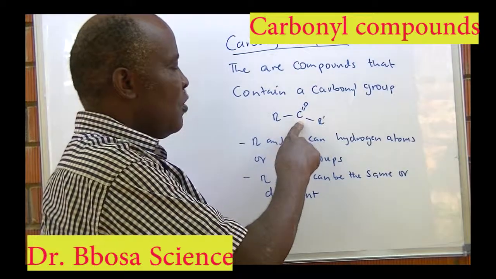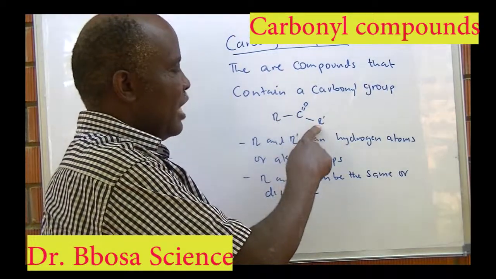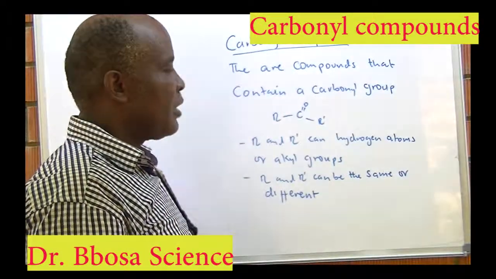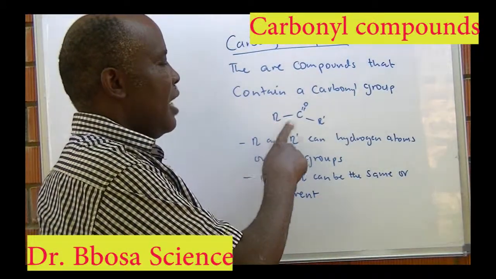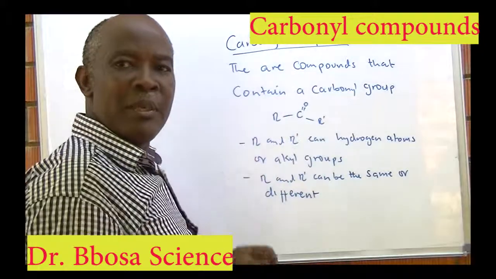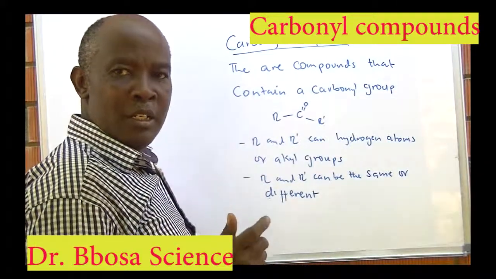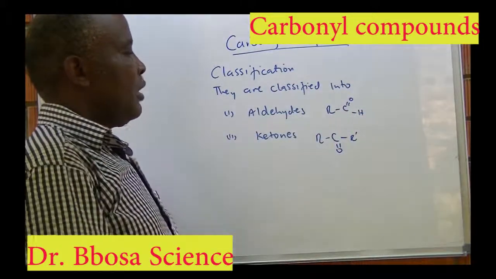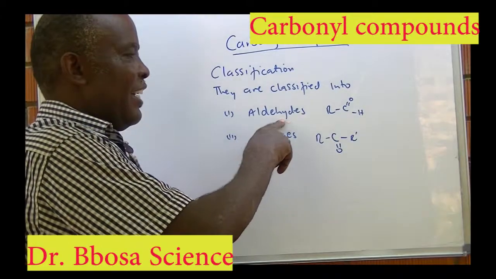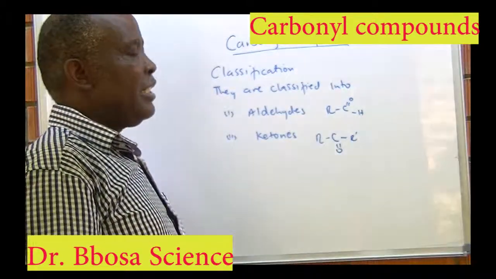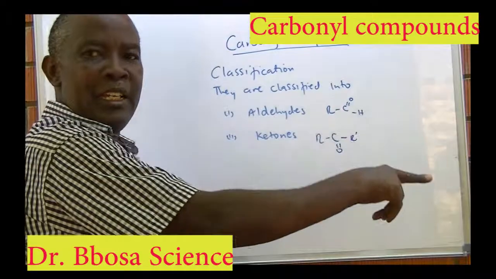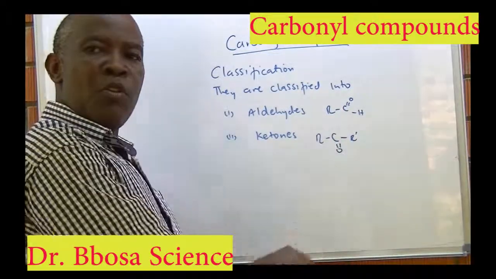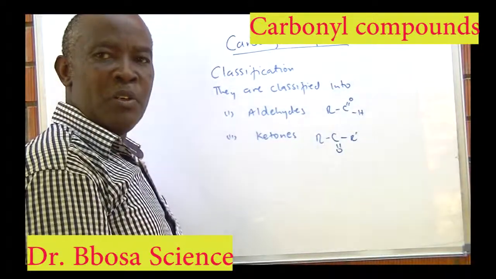In this carbonyl group, R and R dash may be hydrogen atoms or alkyl groups. R and R dash may be similar or different. Classification: they are classified into 1. Aldehydes, where the carbonyl group is at the end. Then 2. Ketones, where the carbonyl group is in the middle of alkyl groups.